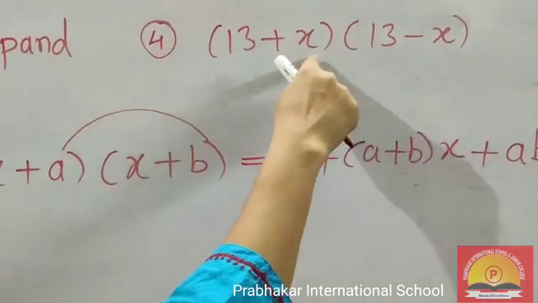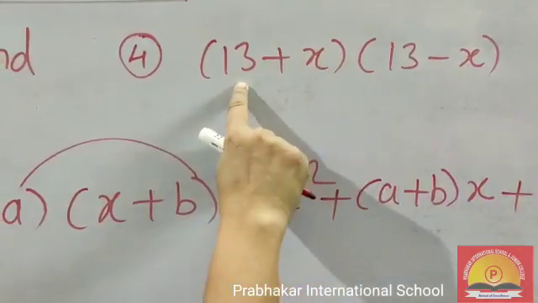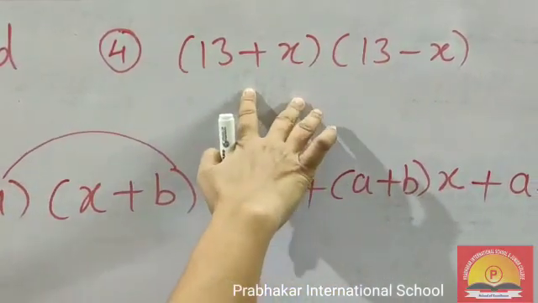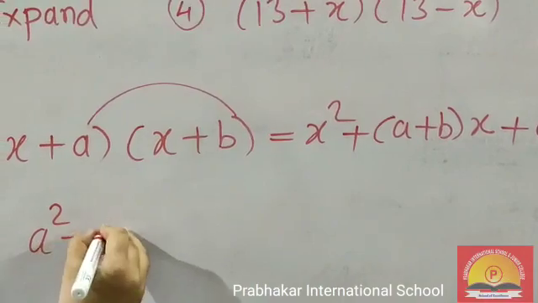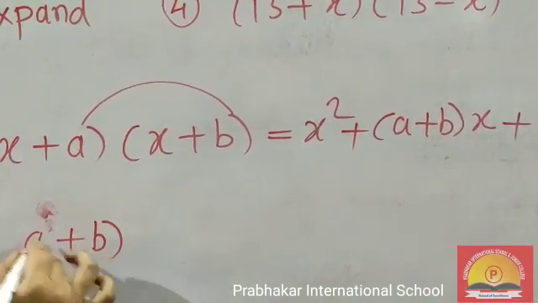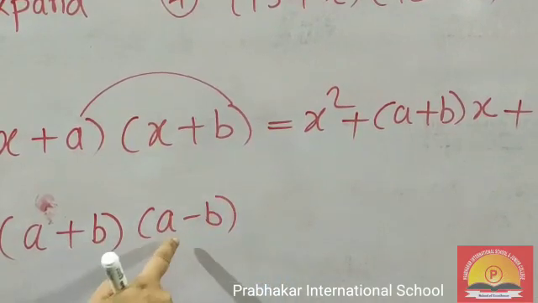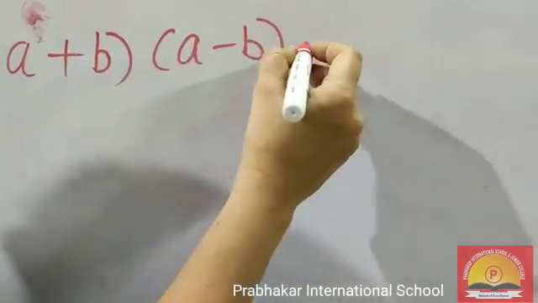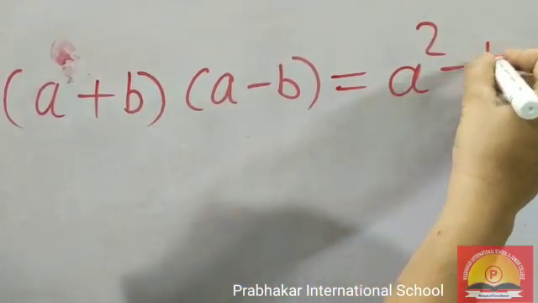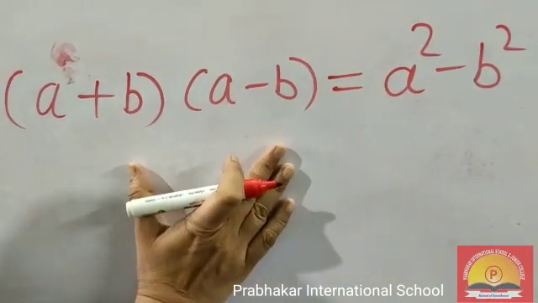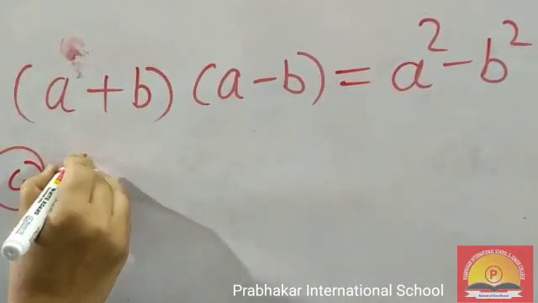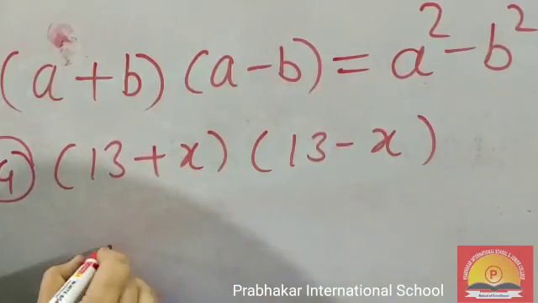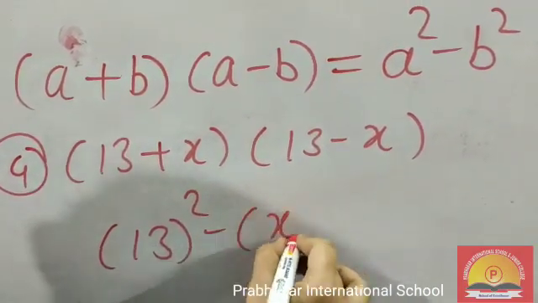Question number 4 is (13 + x)(13 - x). Now you can see 13, 13, and here also x and x, both are common. So in such type of cases we have learnt one special formula, that is (a + b)(a - b). If a plus b and a minus b, here also the first term is common, the second term is also common. In such type of cases, a square minus b square. This is the formula. So by using this formula we are going to solve question number 4, 13 plus x, 13 minus x. Okay, means 13 square minus x square.